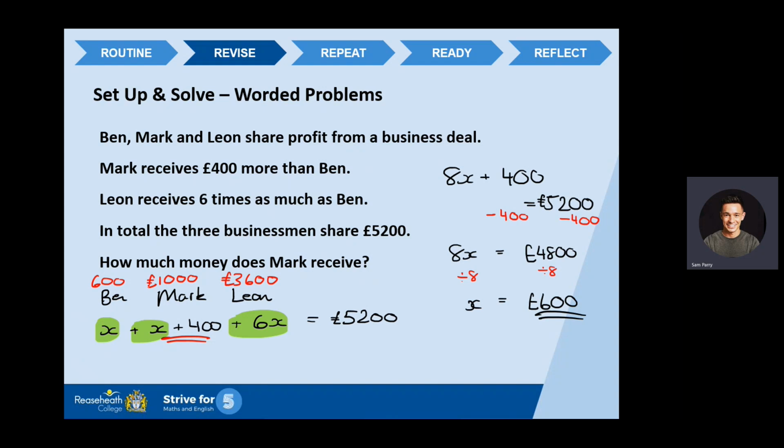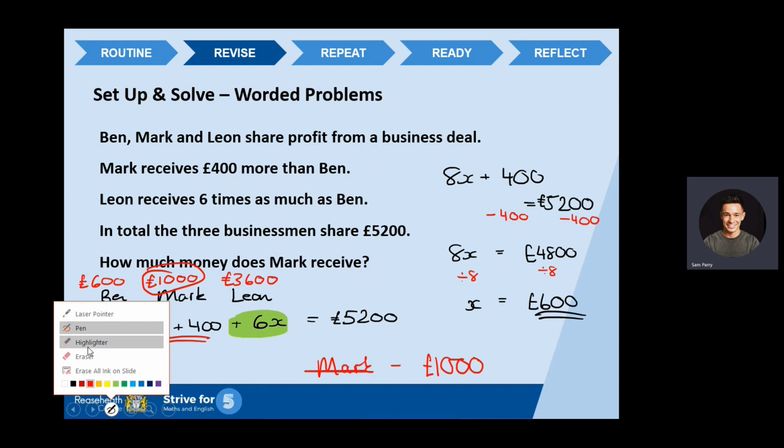So when it comes to the question, it says, how much money does Mark receive? Well, Mark's got £1,000. He's done quite well there. Not as well as Leon, though. Geez. So Mark, £1,000. And once again, a quick way to check if your numbers are right, add them up.